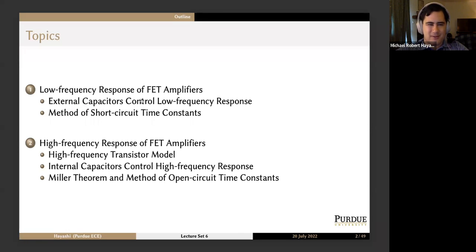So we'll say external capacitors control the low frequency response. And we'll talk about the method of short circuit time constants, or SCTC. And then we'll get into a high frequency transistor model. Internal capacitors control the high frequency response, and Miller theorem and the method of open circuit time constants.